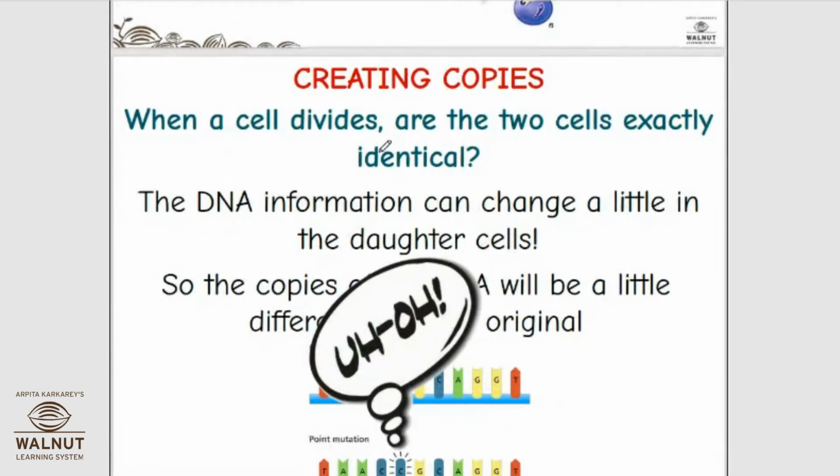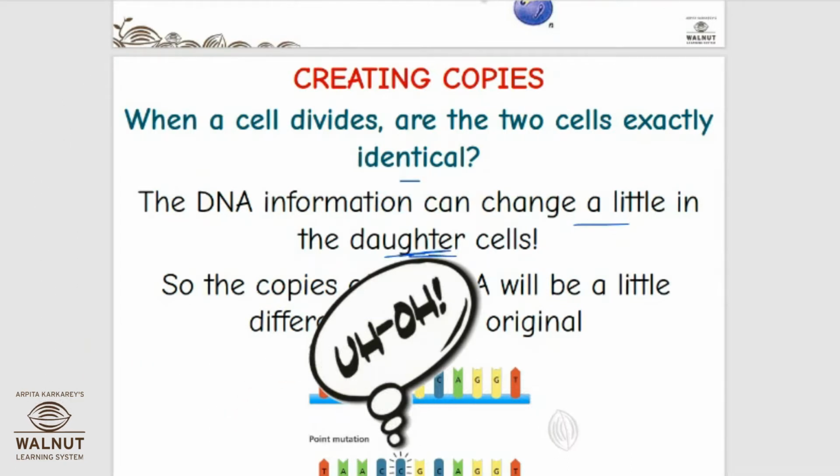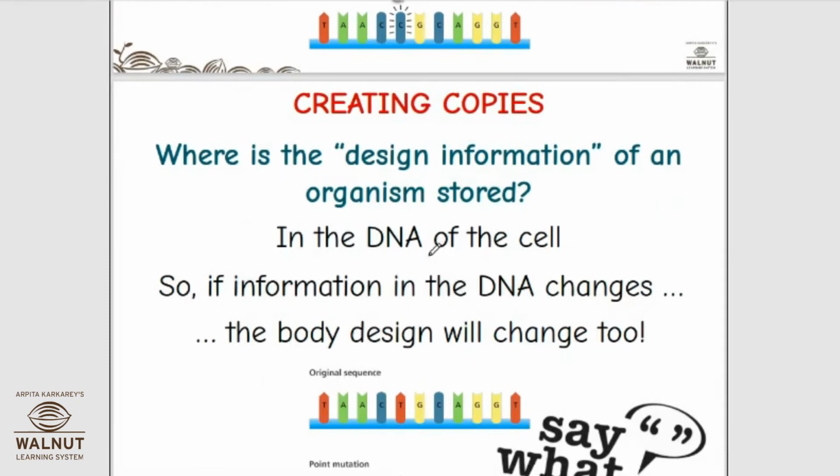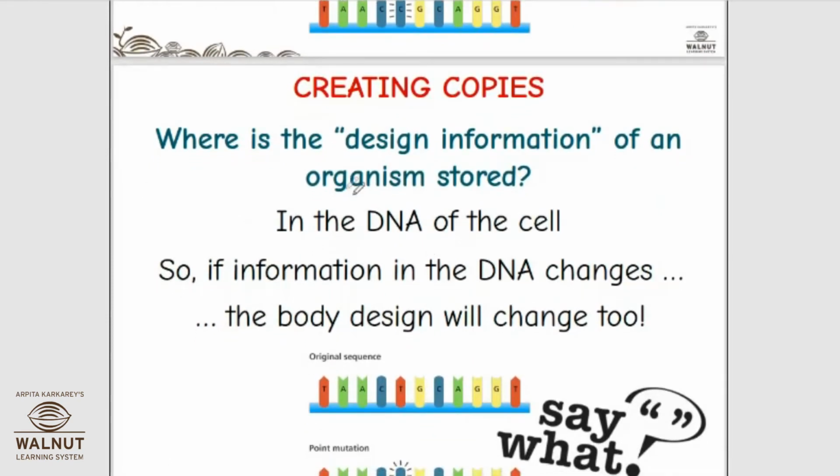So when a cell divides, are there two cells exactly identical? No, not exactly identical. The DNA information can change a little bit in the daughter cells. Now, what are these daughter cells? The cells which are formed after copying of DNA are called daughter cells. And so the copies of DNA will be a little bit different from the original one. So where is the design information of an organism stored? It is stored in the DNA. And if the information in the DNA changes, the body design will for sure change.